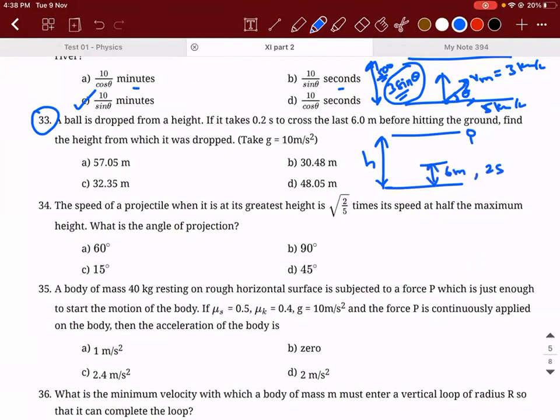So 6 meters, it took 0.2 seconds. Acceleration is g. If I know the velocity of the object at this point, I'll be able to calculate the remaining height h dash. If you add that h dash to 6, that will give you the total height. So how to find the velocity at point B?